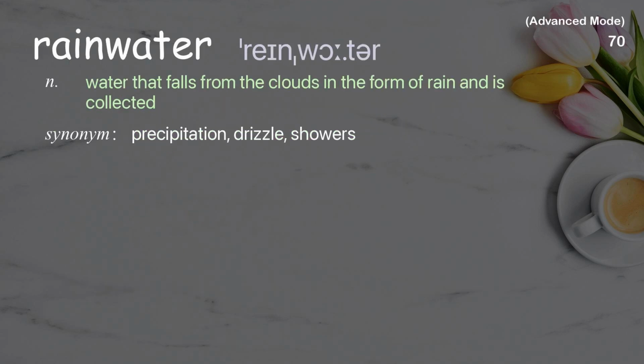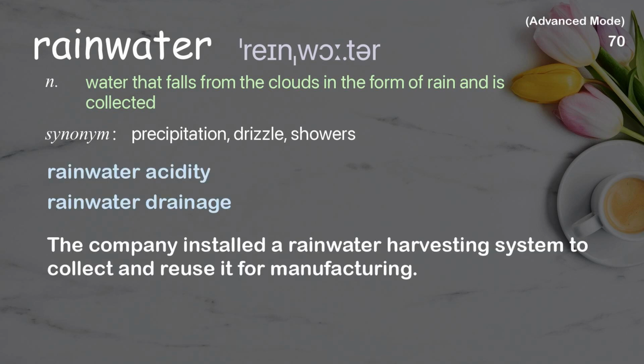Rainwater. Water that falls from the clouds in the form of rain and is collected. Examples: Rainwater acidity. Rainwater drainage. The company installed a rainwater harvesting system to collect and reuse it for manufacturing.